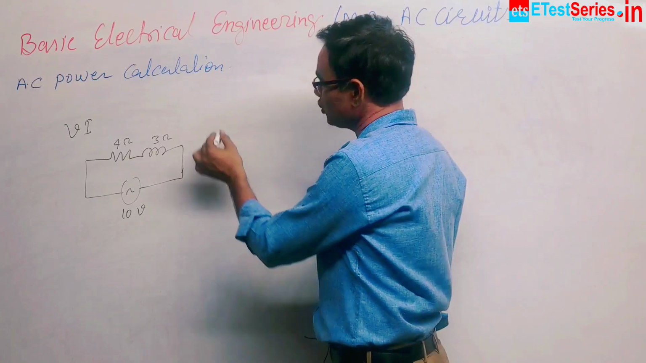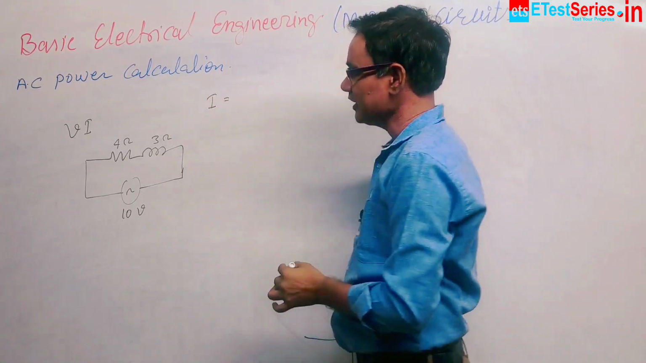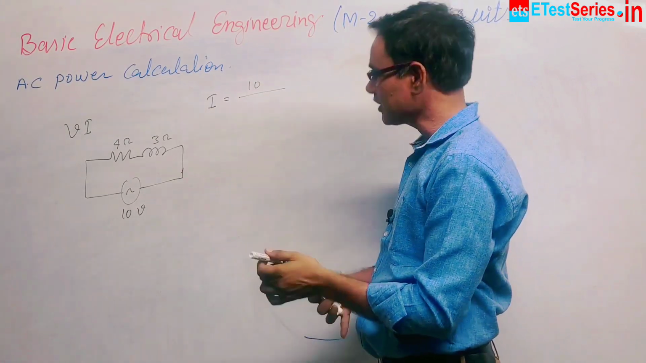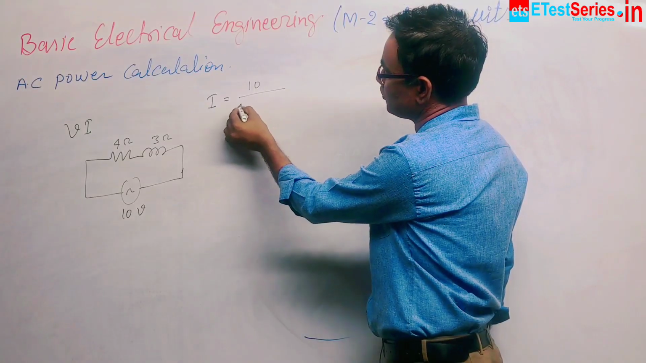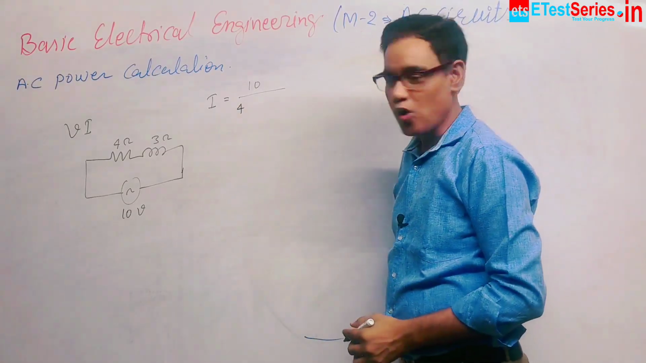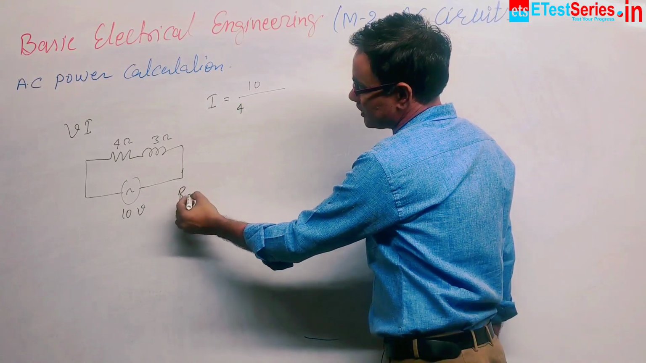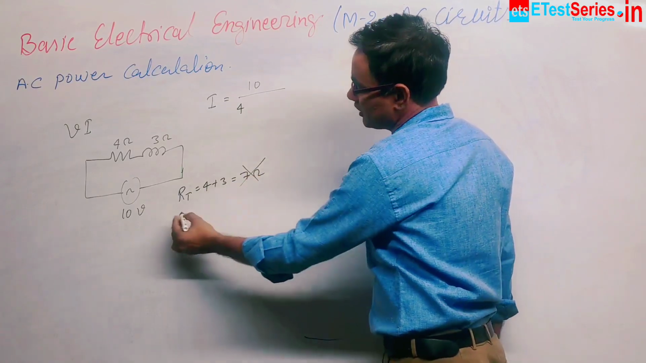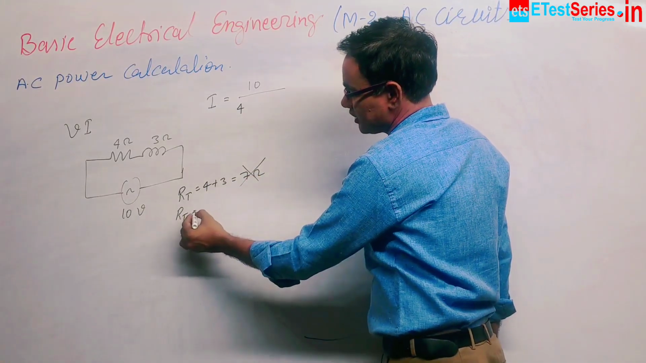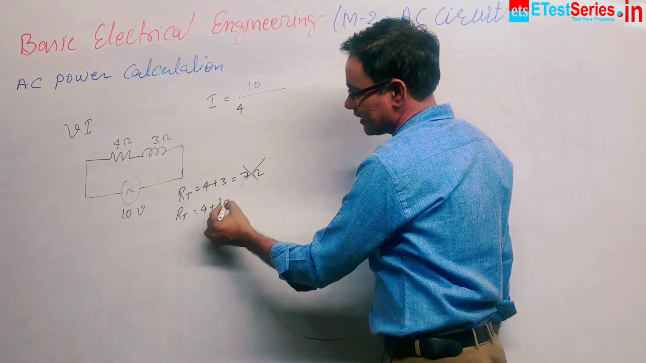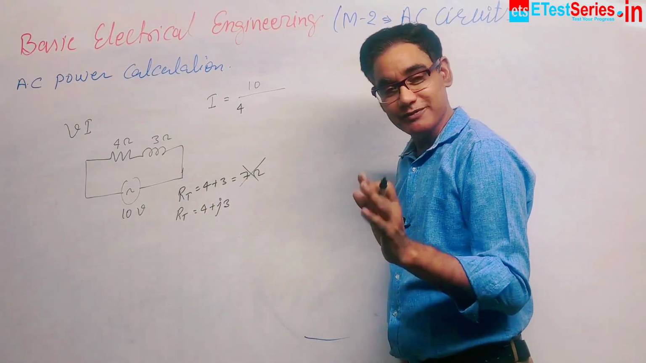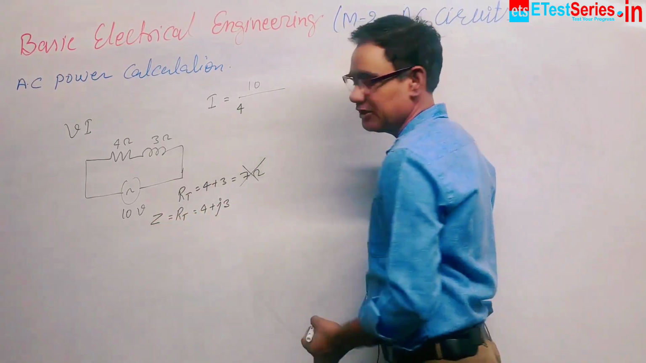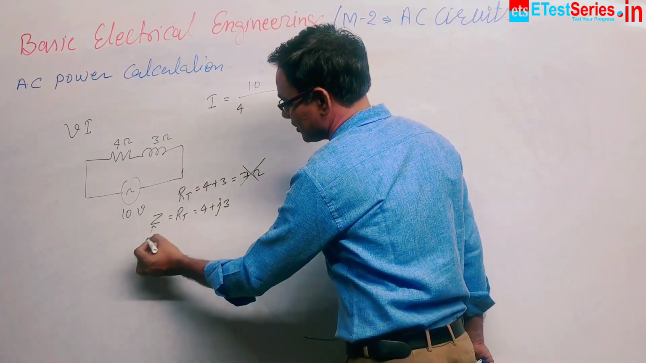So if I try to find out the current, the current is voltage upon resistance. So what is the resistance of the circuit? Resistance is 4 plus 3 is 7 ohm. It is wrong. The total resistance here is 4 plus j3, where j is the imaginary part from the inductor. This total resistance is also referred to as impedance, not resistance.